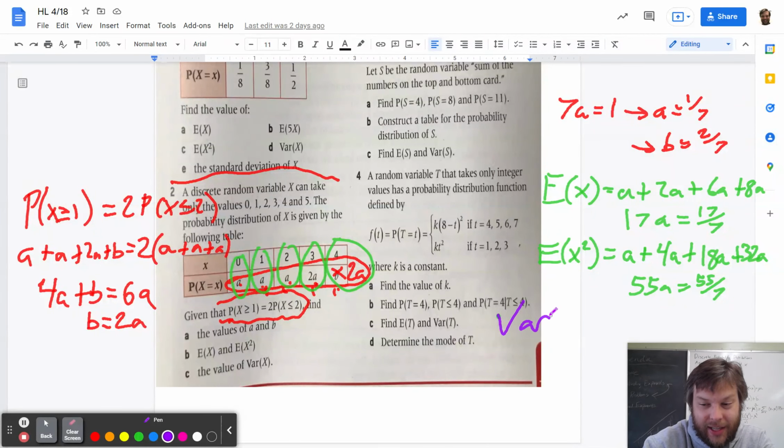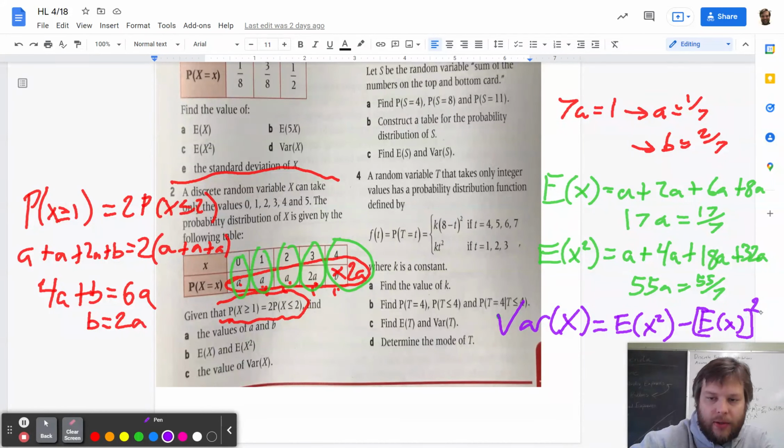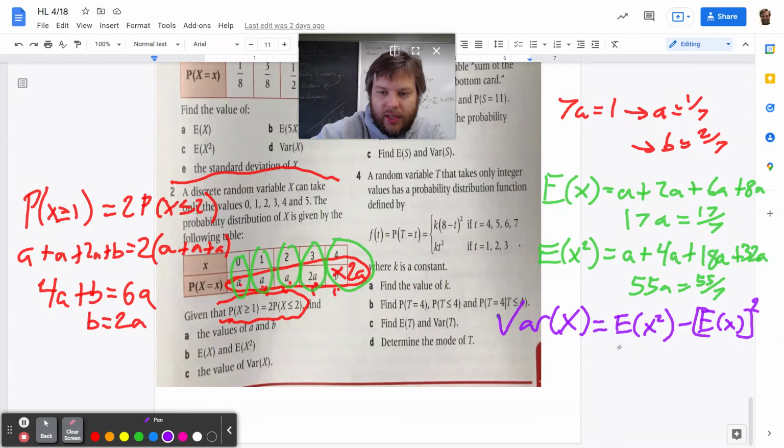And the variance, then, you get the variance by doing, let's switch colors, variance. You can recalculate it all, but there's a great formula, which is just the expectation of x squared minus the square of the expectation of x. Sometimes you'll see that written as mu squared. And so here we have all the numbers we need. We have 55 sevenths minus 17 sevenths squared.